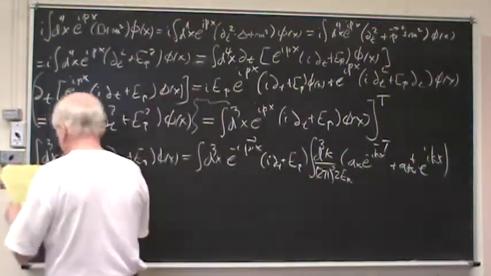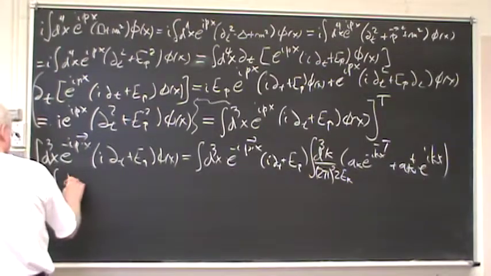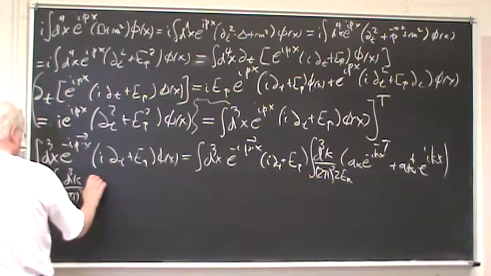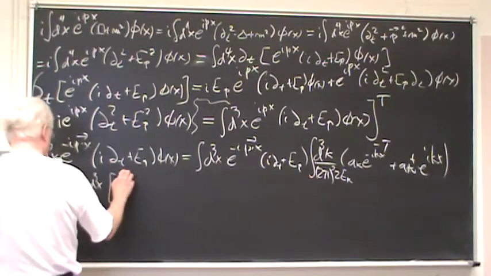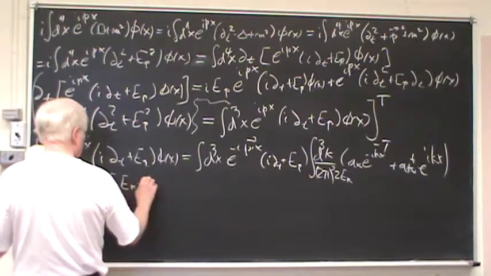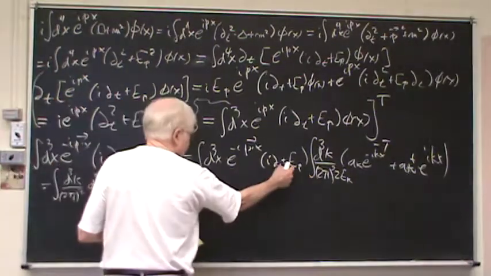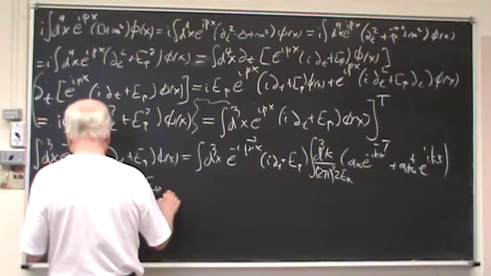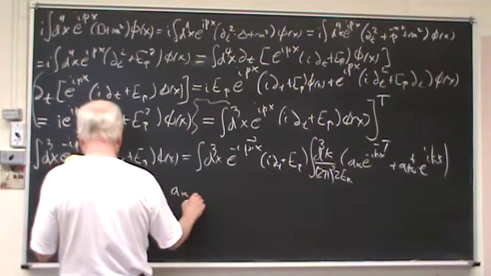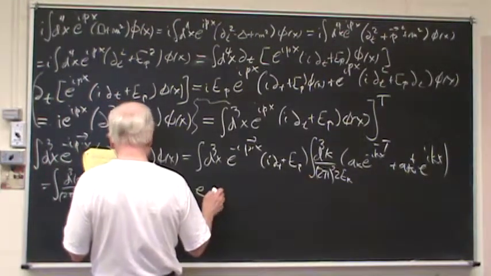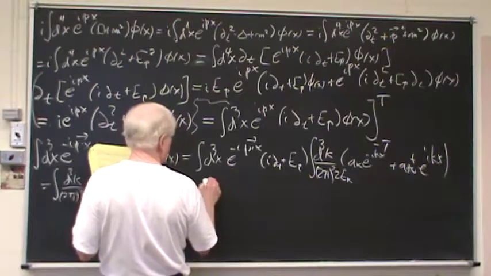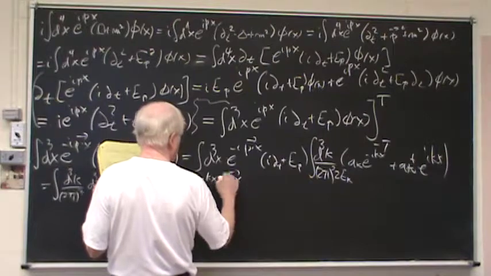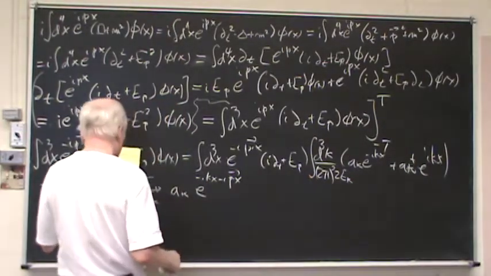And so what we get is the integral d^3k/(2π)^3 d^3x, and we get (E_k + E_p), that's the E_p, over the square root of 2E_k times a_k e^(−ikx − ip·x). So this is Lorentz, this is a 3-vector.